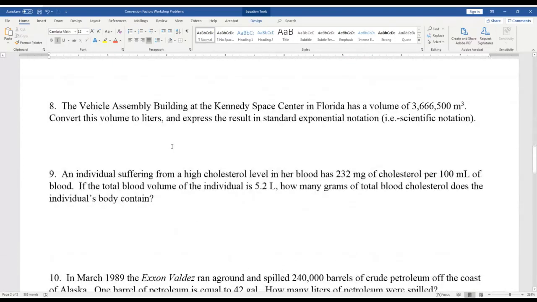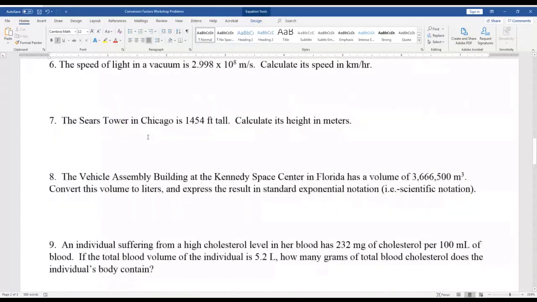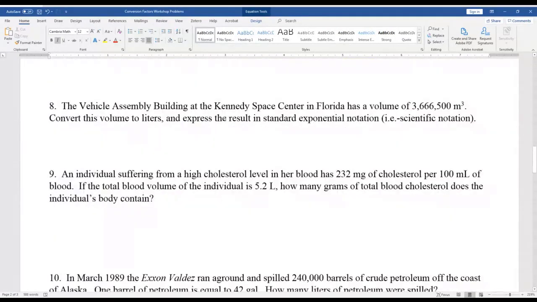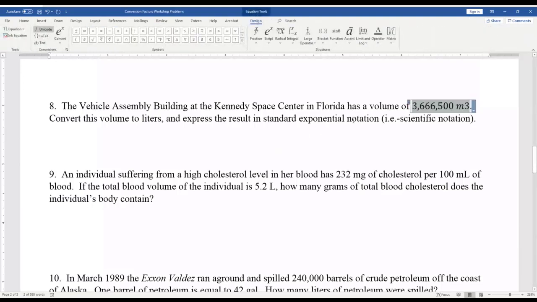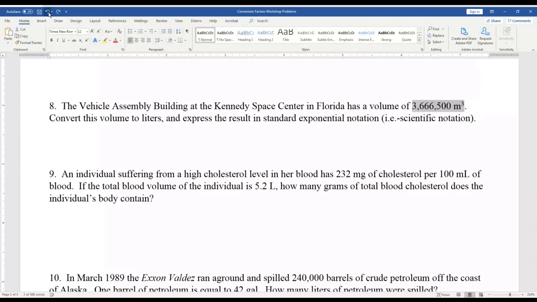Okay, let's take a look at another problem that I think is kind of cool. We're going to skip a couple of these, and let's go to the vehicle assembly building, number 8. The vehicle assembly building at the Kennedy Space Center in Florida has a volume of 3,666,500 meters cubed. Convert this volume to liters. So when you're dealing with cubic units, I don't want to do that. Undo that. Okay.